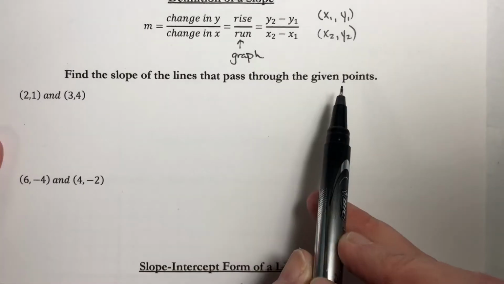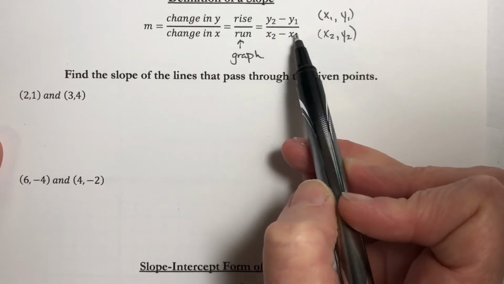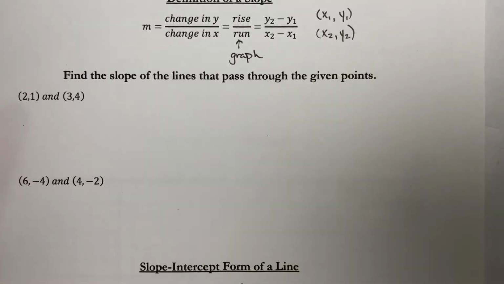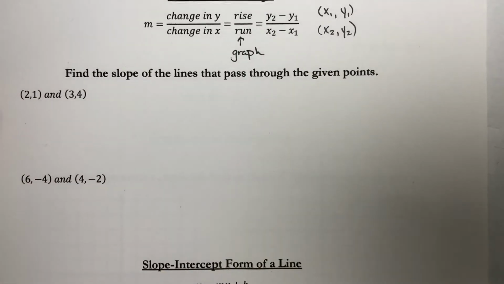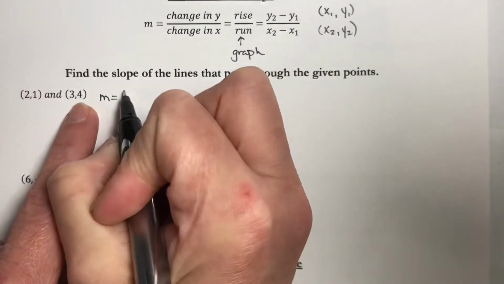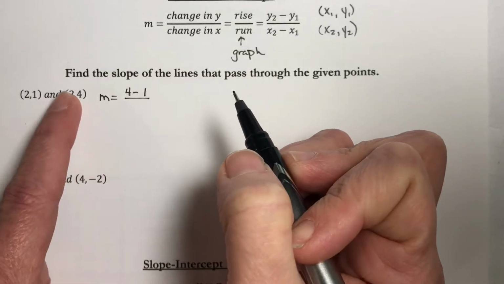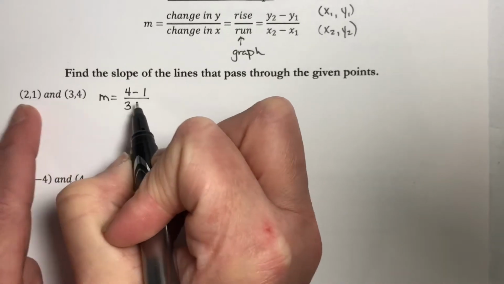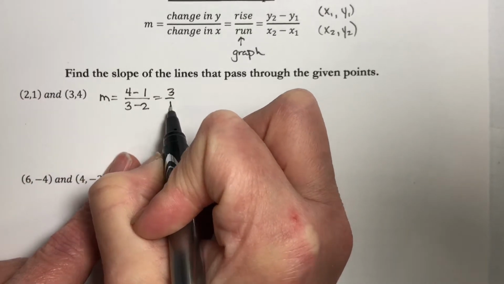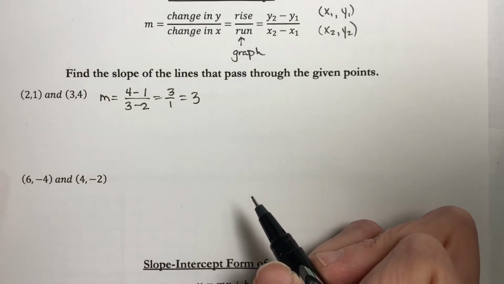It doesn't matter which one you start with, because if you change the order of subtraction here and here, you've changed this to a negative and this to a negative, which cancels each other out. I'll work this one twice just to show you. So m is equal to y2 minus y1. I started with this point on the top, so I'll start with this one on the bottom. 3 minus 2, which gives me 3 over 1, which is just 3. So that first slope is 3.